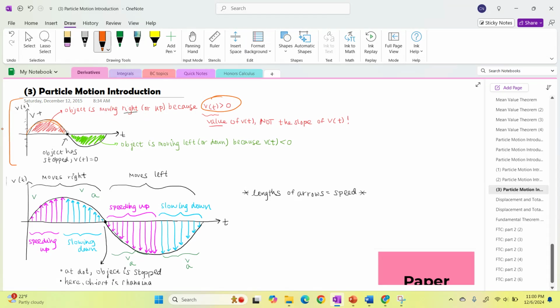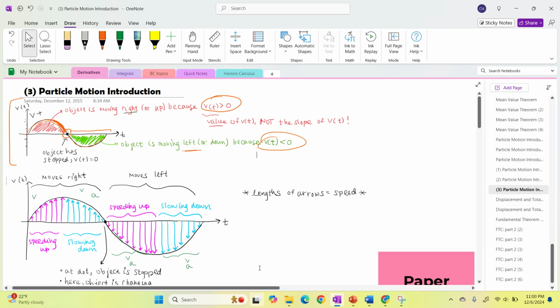Even if your velocity is decreasing, like it's doing right here, the velocity is still positive, so you're moving to the right. At this moment here, the object has stopped, velocity is 0, and then here, your velocity is negative, so that means you're moving to the left, whether the velocity decreases or increases. As long as the velocity is below the x-axis, you're moving to the left because the velocity is negative.